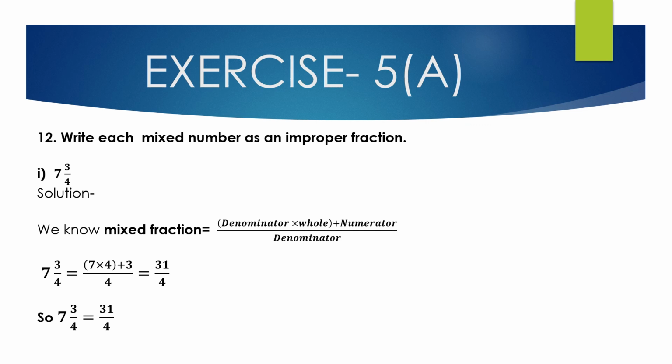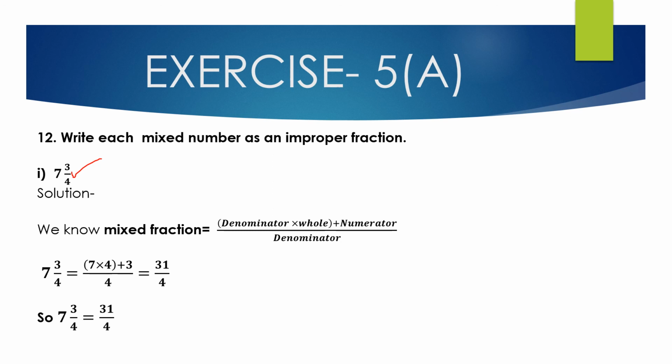Now we solve question number 12, which is: write each mixed number as an improper fraction. We have to convert the mixed fraction into an improper fraction. Part a is 7, 3 divided by 4. This is a mixed fraction, as a mixed fraction is a combination of a whole and a proper fraction. Here 7 is the whole and the proper fraction is 3 divided by 4.